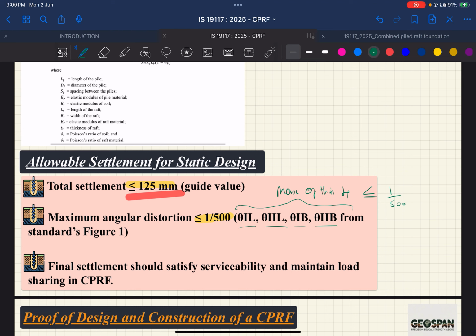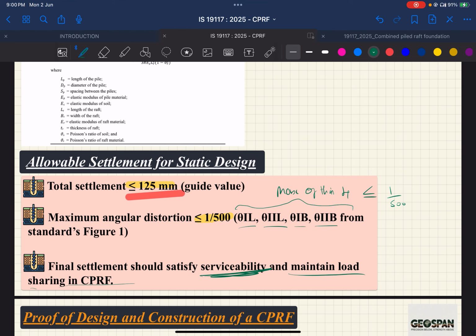So, the final settlement should satisfy the serviceability and maintain the load sharing in the CPRF. However, it is important to note that the total settlement under gravity is generally used as a guide value. The final permissible settlement should be decided based on the serviceability and the need to maintain the load sharing mechanism between the raft and the piles in the CPRF system.